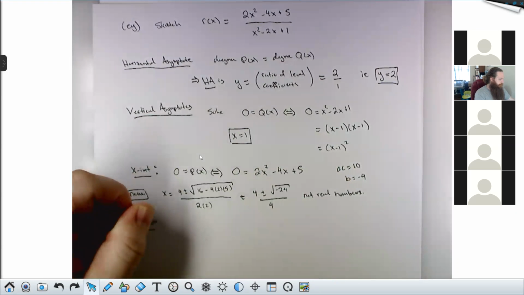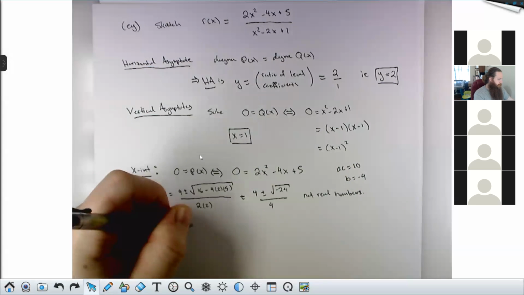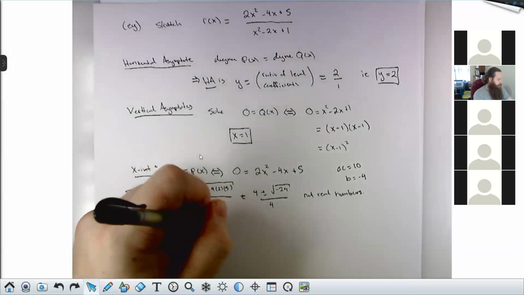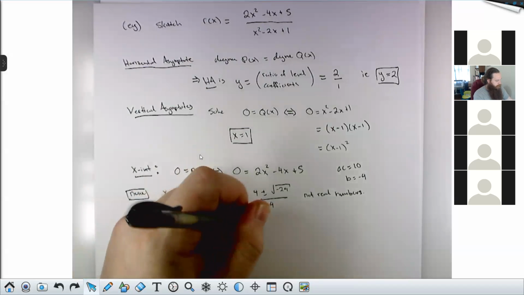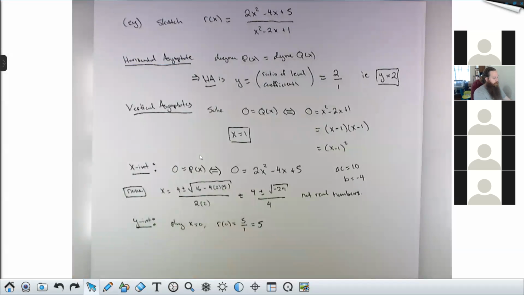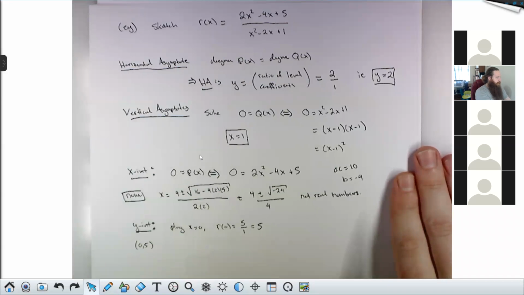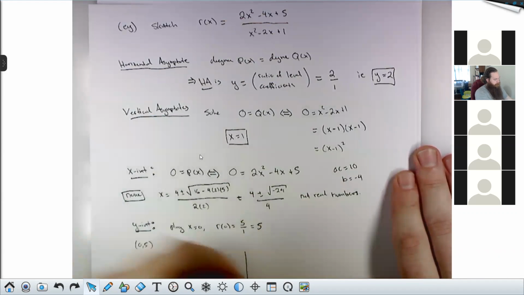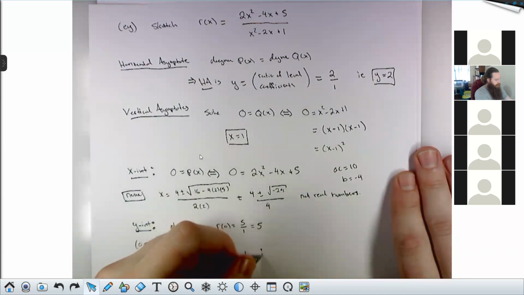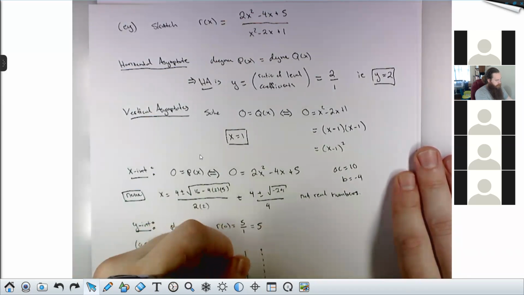Y-intercepts, we always just plug in 0. So here, r of 0 is 5 over 1, or 5. So the y-intercept would be the point 0, 5. So I've got my asymptotes, I've got my intercepts. We can try to draw a graph. I'll mark this as 1. I'll mark this as 1, 2.